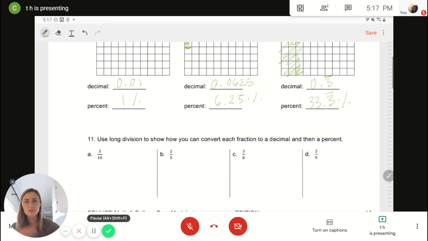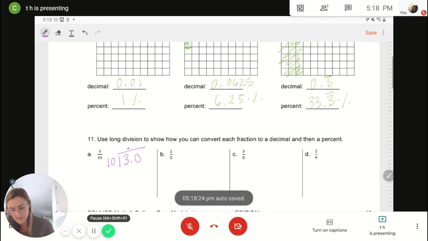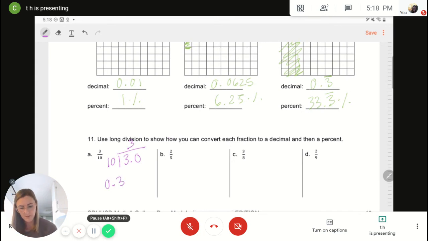Now, use long division to show how you can convert each fraction to a decimal and then to a percent. So I'm going to go a little bit darker on here. Each fraction to a decimal and then a percent. So if I'm going to divide 3 by 10, it's going to be a smaller number than 1 because 10 out of 10 is 1. So if I'm going to put the 3 under here and the 10 here, I know right away I'm going to need a decimal because I know 10 does not go into 3. But 10 does go into 30 exactly 3 times. So this is just 0.3, and as a percent, this is just 30%.